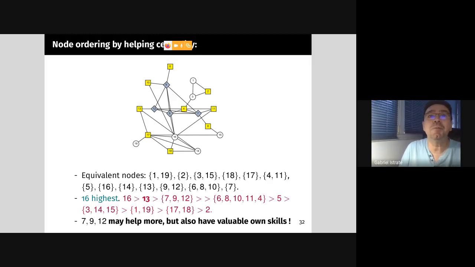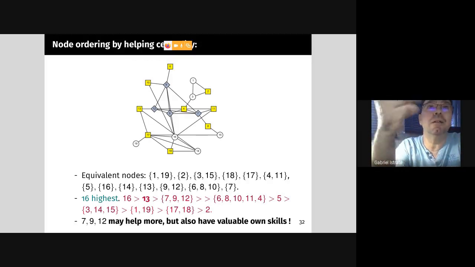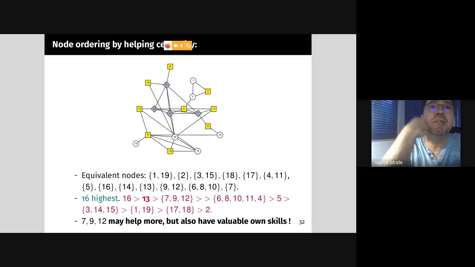What's more interesting, though, is that, say, node 13 is more central in this example than 7, 9, and 12. And the point is the following. Yes, it's 7, 9, and 12 that are most central when their contribution is tallied. This is what I showed in the previous slide. But we don't care about that here. We remove the contribution of a node. We only care about what the contribution of the neighbors of the node is.